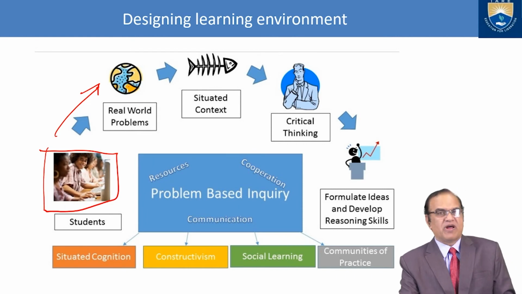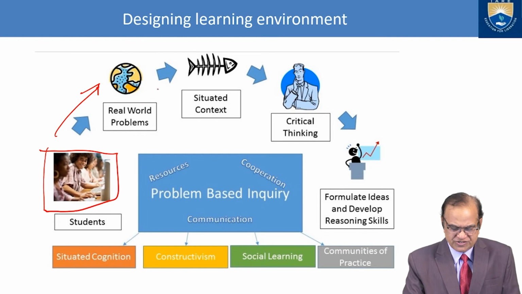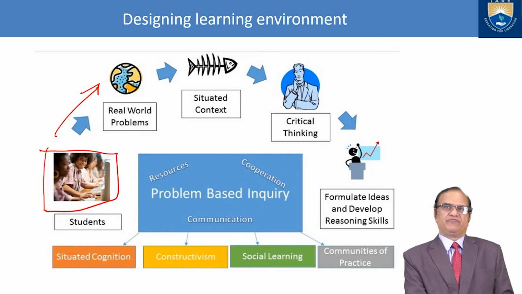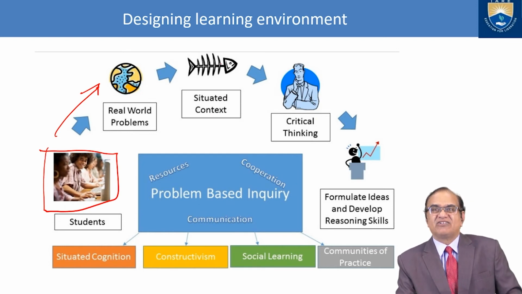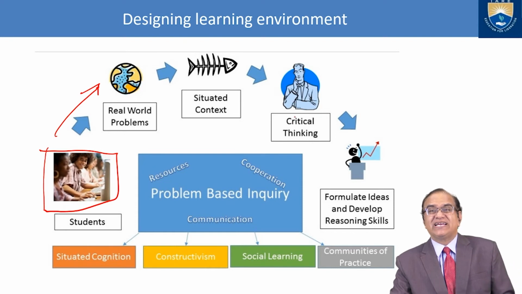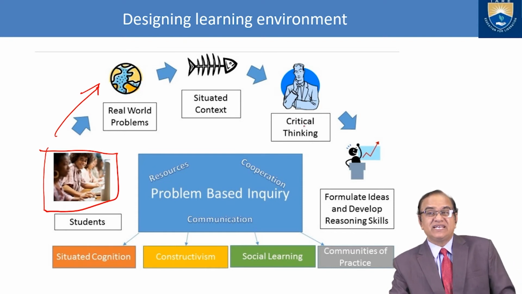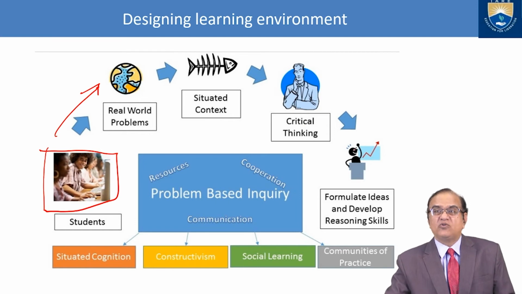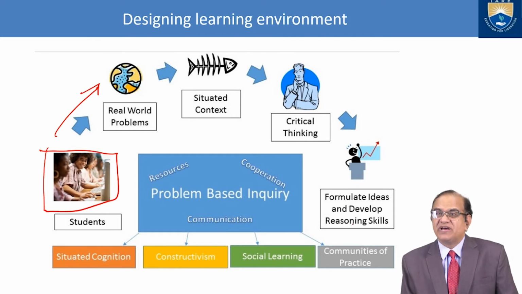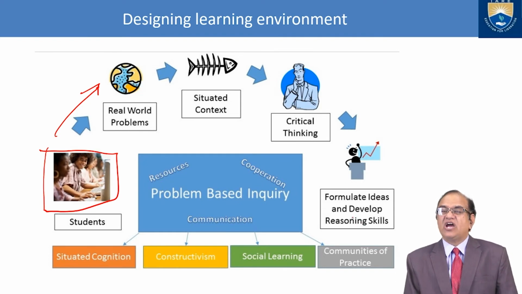So real world problems. After that, these students should first find out some real world problem, and then the situated context. In what context are these problems related? Then they have to go for critical thinking. So in this, the critical thinking level is increased. Then they have to formulate ideas and develop reasoning skills. So after critical thinking, they have to formulate ideas and develop reasoning skills.